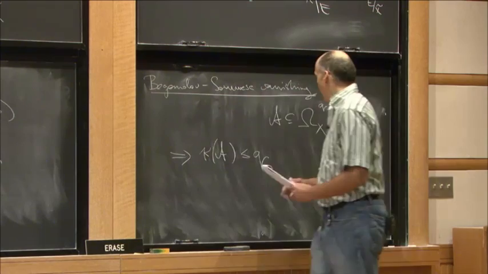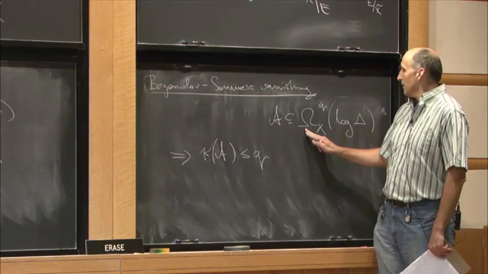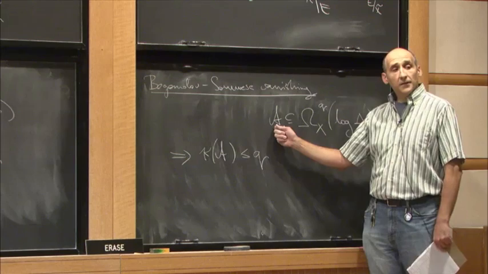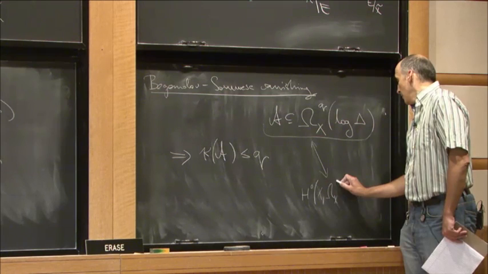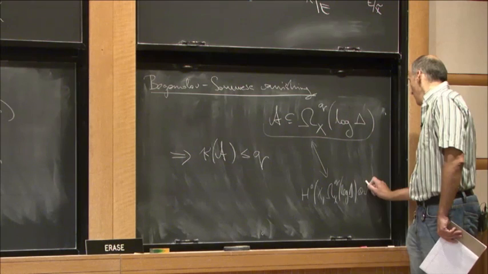Now, how is this really a vanishing theorem? This embedding, you can think of as a section of this sheaf twisted with the inverse of that. So this embedding is the same thing as an element in H^0(X, Ω_X^q log Δ ⊗ A^{-1}).